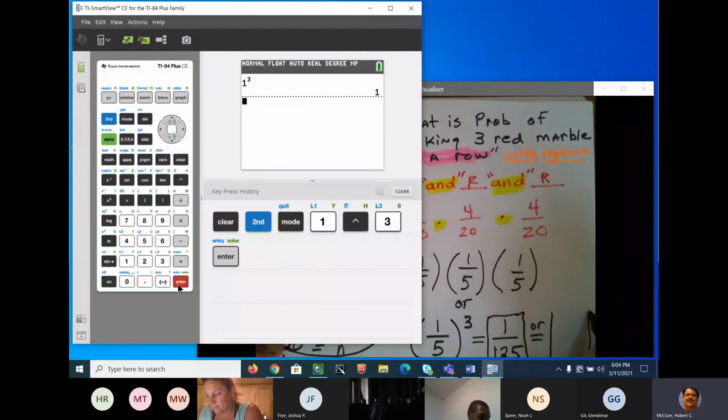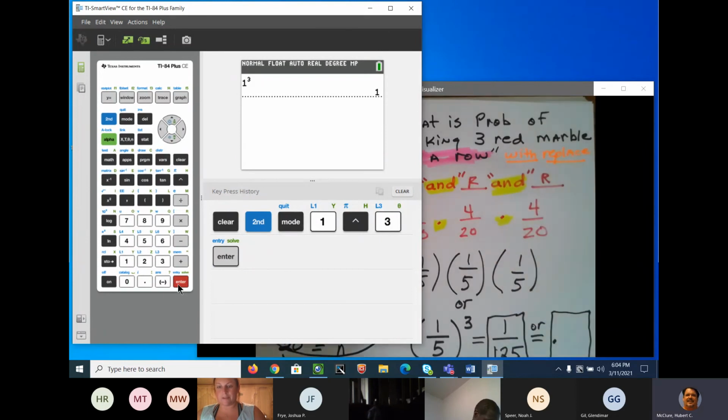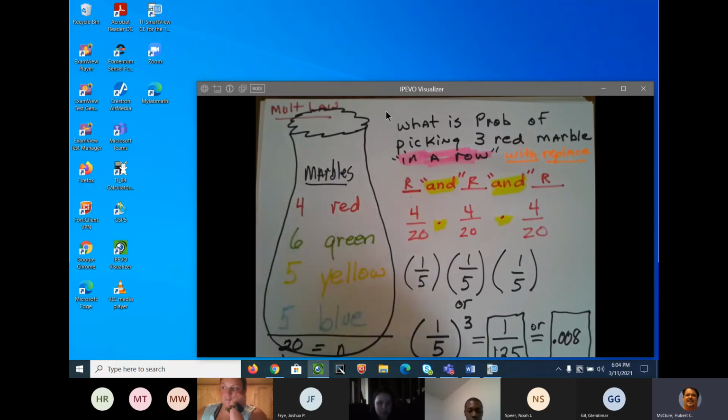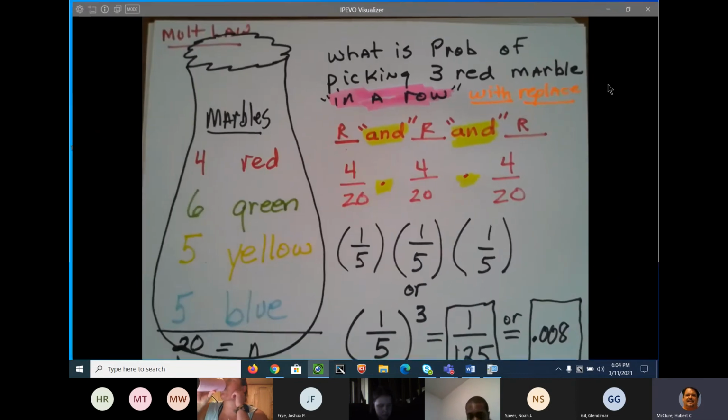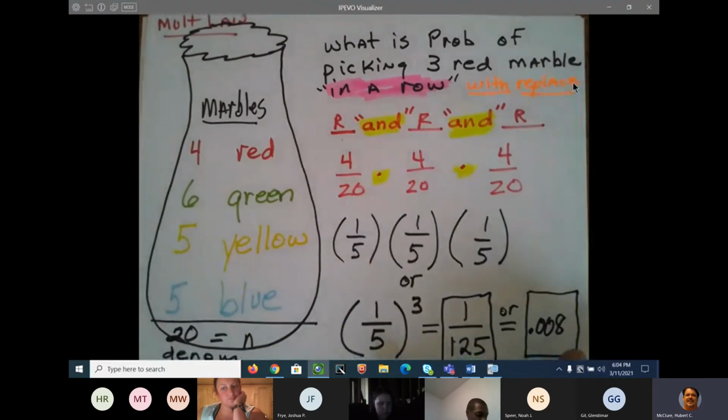And somebody give me 4 digits. Point what? That's all right. I'll do it. 0.008. Okay, so that is the two. Now let's talk about what this means so that you write it down. There is a less than 1% chance that if you pull 3 marbles out of this bag, the 3 that you pull out are all going to be red. There's a 0.008 chance, not even a 1% chance.